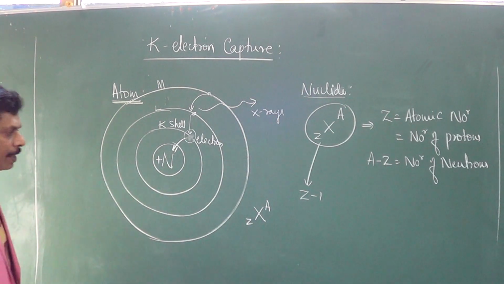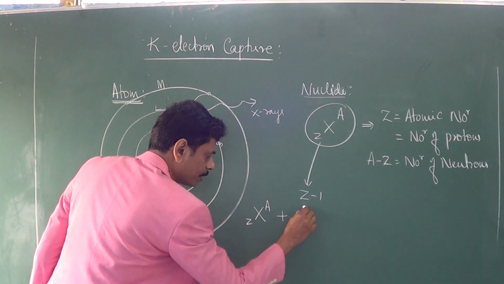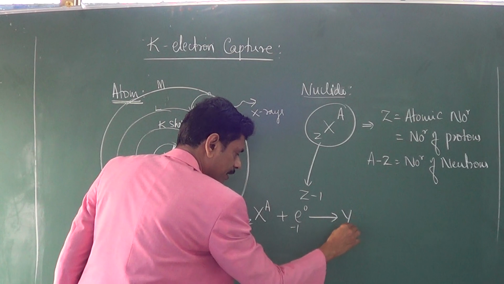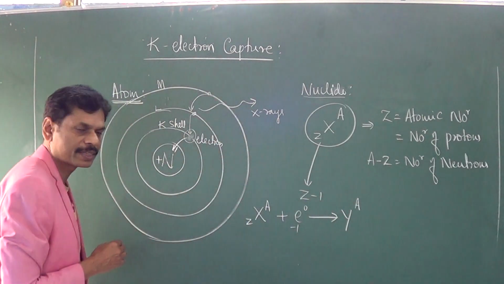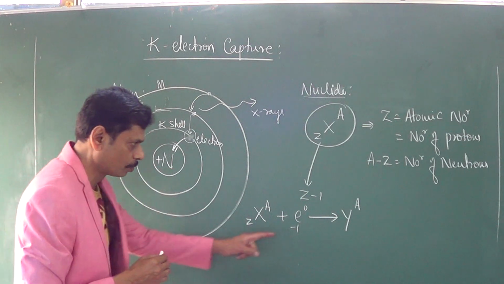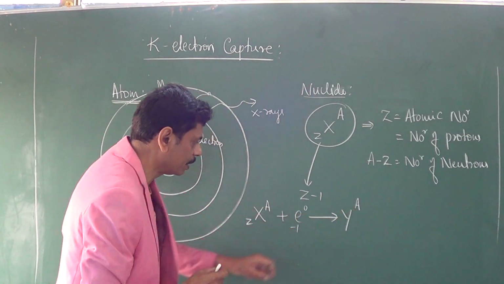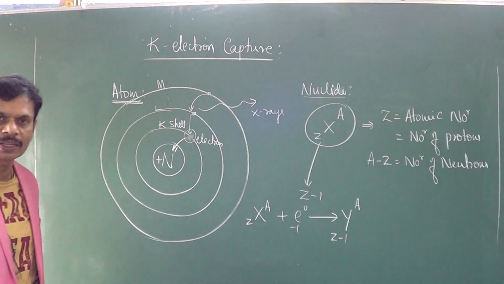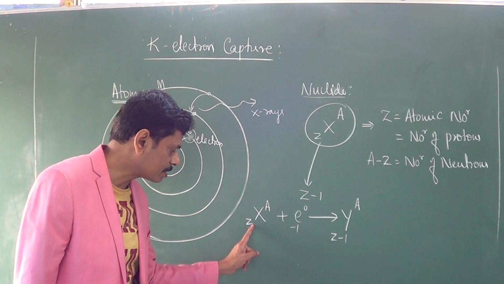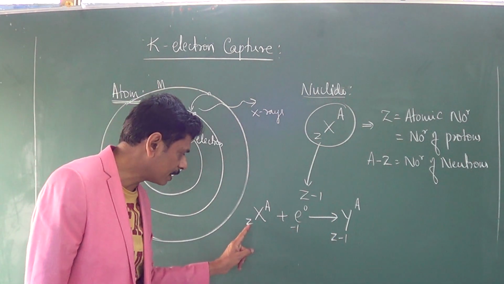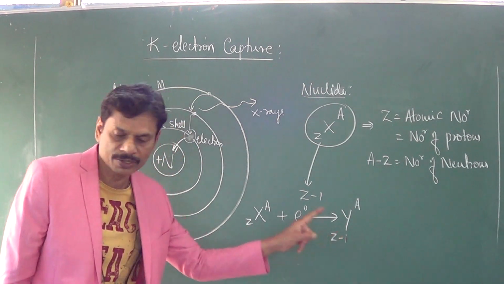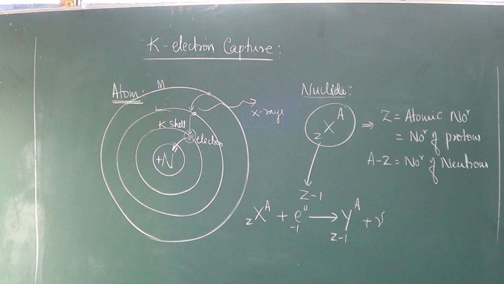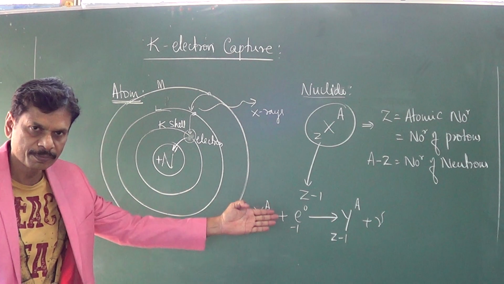XAZ is the nucleus. If an electron is absorbed here, now we are going to have a new nucleus, Y, whose mass number remains the same. The number of neutrons and protons together, the mass number of nucleons, remains the same. But this nucleus has Z minus 1 as the atomic number, because atomic number Z reduces to Z minus 1, because the number of protons is reduced to Z minus 1, with some amount of radiation existing here. It is a general equation.